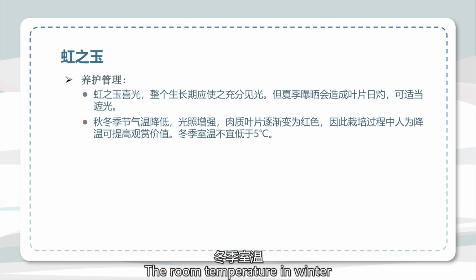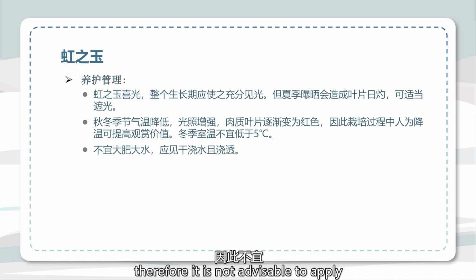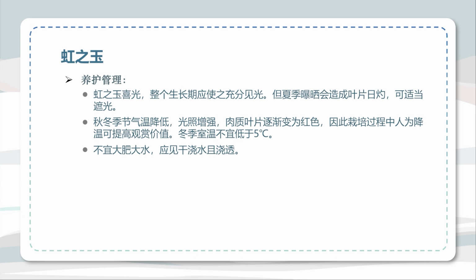The room temperature in winter should not be lower than 5 degrees Celsius. It has slow growth and drought tolerance. Therefore, it is not advisable to apply large amounts of fertilizer or water. Instead, dry watering should be done thoroughly.